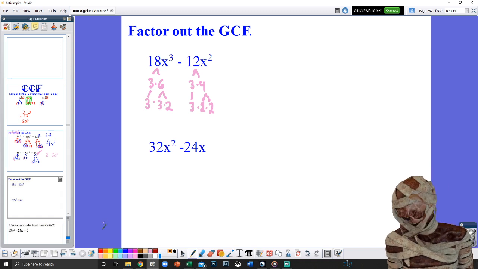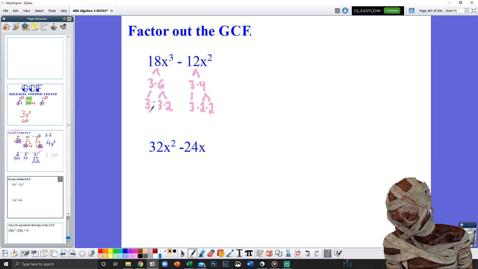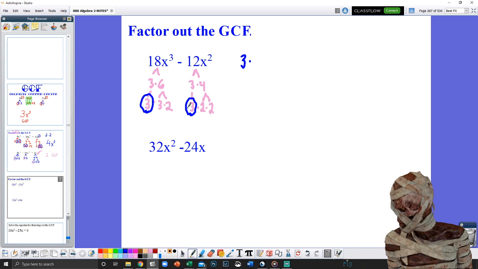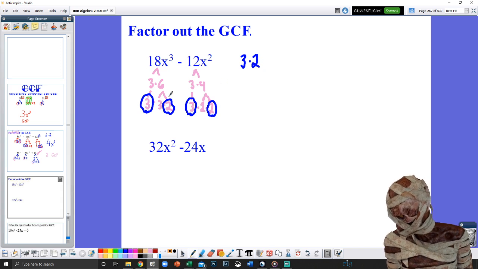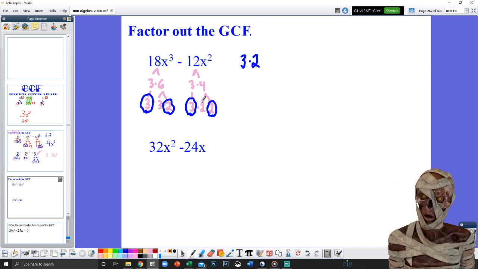Alright, super easy. Let's figure out what they both have in common. There's a 3, so I'm going to write down 3. And there's a 2, so I write down 2. This has a 3, that has a 2, so they have nothing else in common.